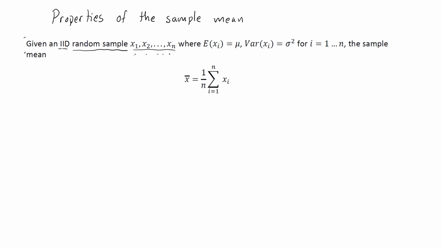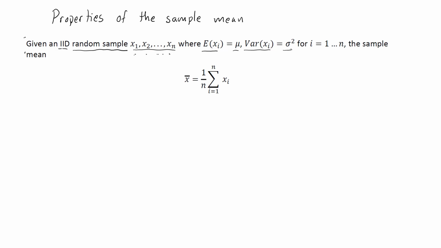If all the random variables have the same distribution, they must have the same expected value. So we denote this by mu. They must also have the same variance, which we denote by sigma square. Remember, the expected value and the variance is calculated from the distribution, and if it's the same for all of them, the moments must be the same.